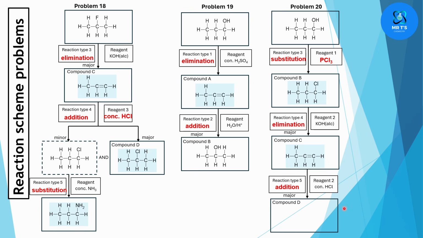concentrated hydrochloric acid, and they want the major product. Of course, we break the double bond, we add the hydrogen to the carbon with the most hydrogens already, and the chlorine is going to go in the middle. And there we go. This is our compound D from this reaction scheme. Okay, I've got one more video on reaction schemes if you want to look it up. If you can do those reaction schemes perfectly, you're well set to do well in your end of topic test.